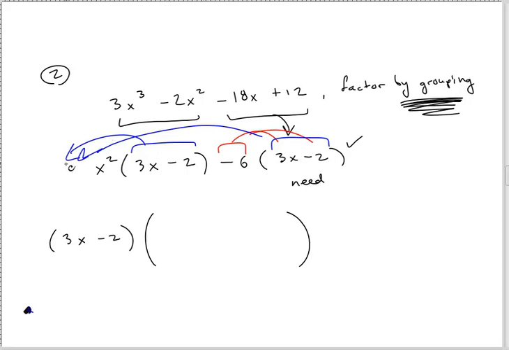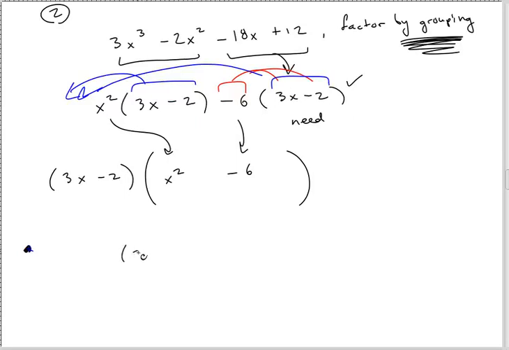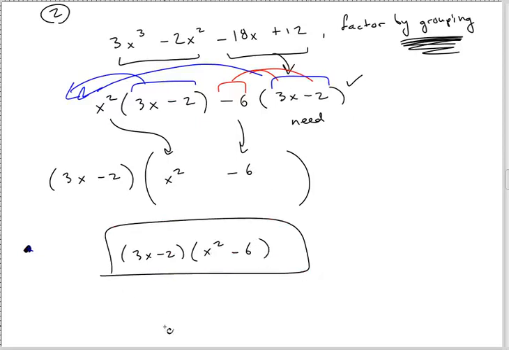And then what's here is what is left over. So if I took away this 3x minus 2, what's left over is the x squared. And if I take away the 3x minus 2, what's left over is the minus 6. Okay? There is actually nothing else to do on this problem. We could talk about this factoring later, but it's not really part of this problem. We're done. That's it. Nothing else.